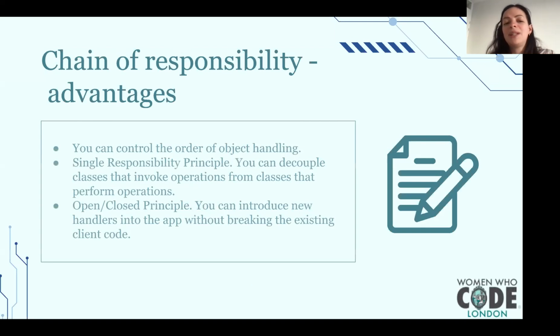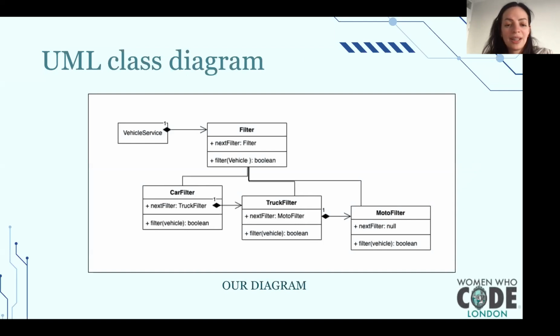Okay, who can tell me where it would be even more efficient? If you have any idea, what else can you use it for, where else would you use this chain of responsibility pattern?